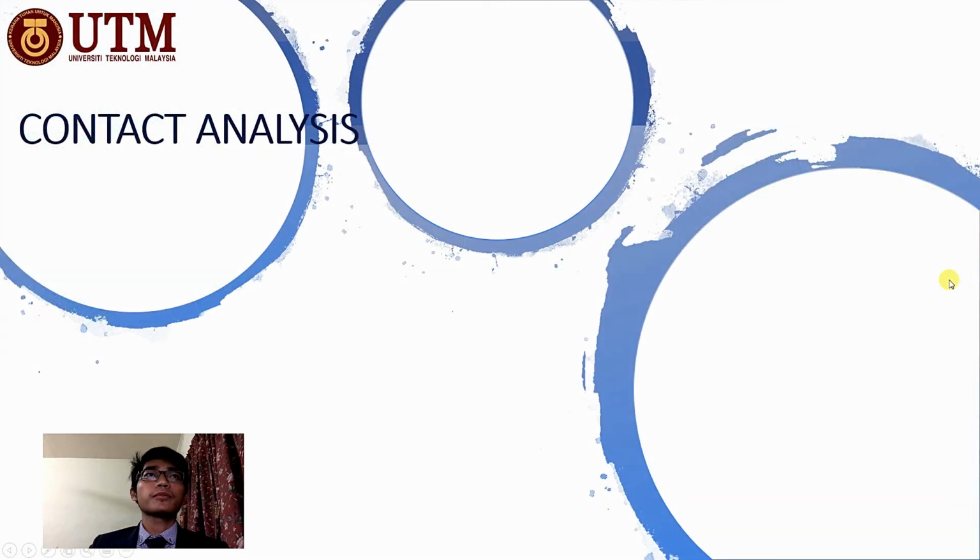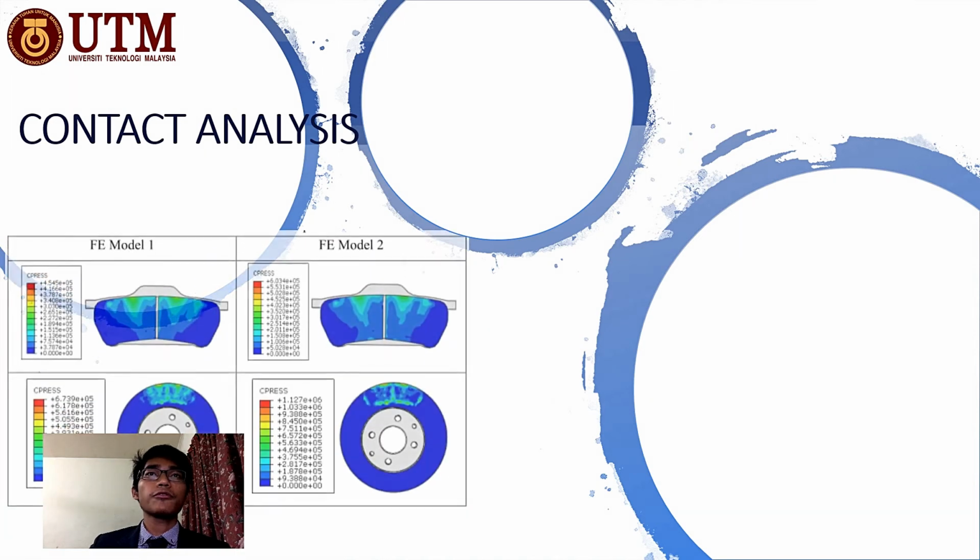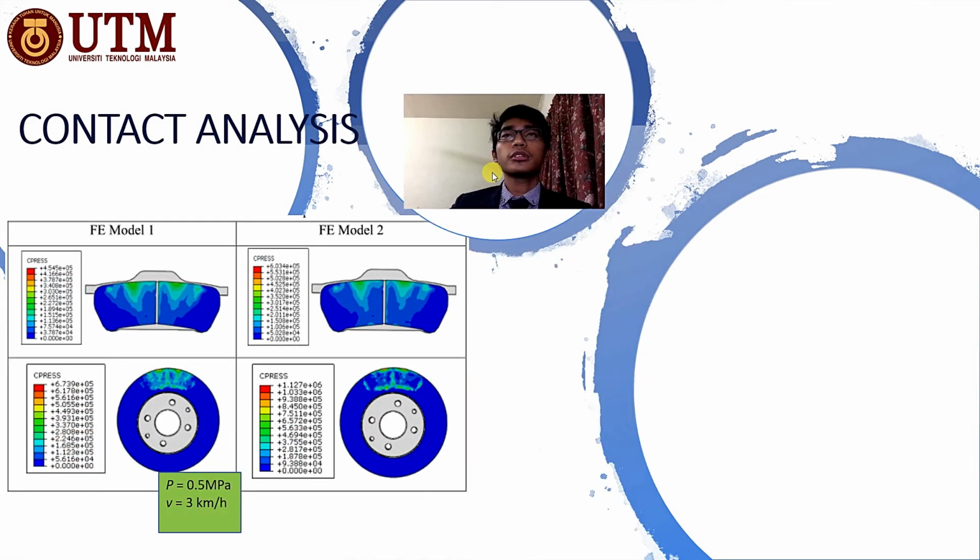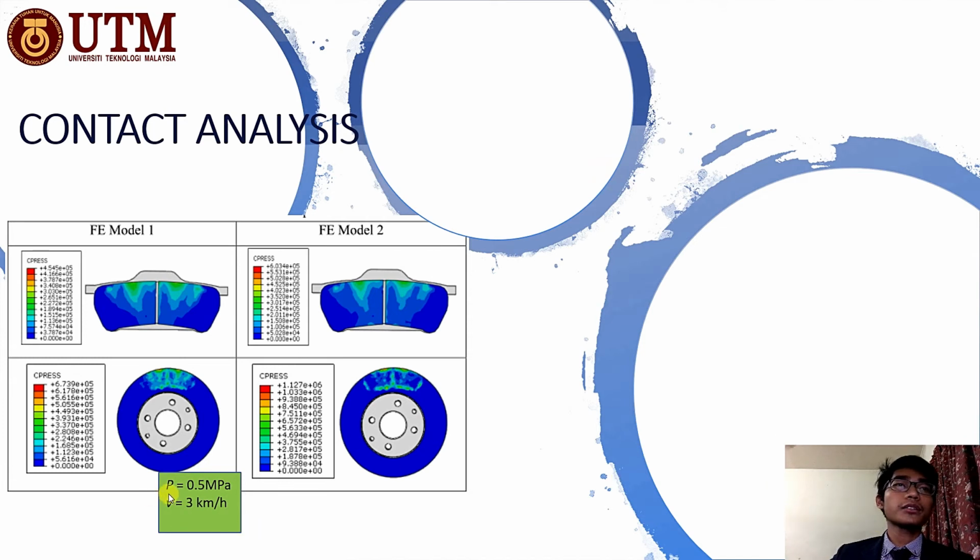Next is contact analysis for the two FE models, which is FE model 1 and FE model 2. So this is for the FE model 1. The pressure applied is 0.5 megapascal and also the velocity is 3 km per hour. From this we can see that the pressure exerted on the surface of the brake pad is 0.6 megapascal for FE model 2, while 0.45 for FE model 1.